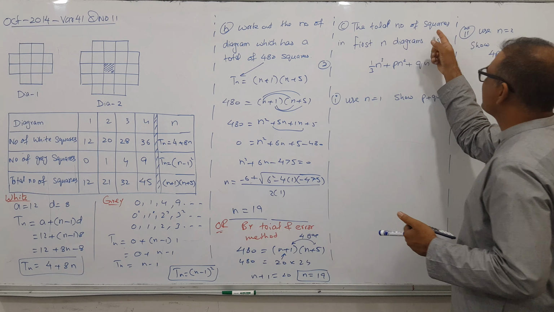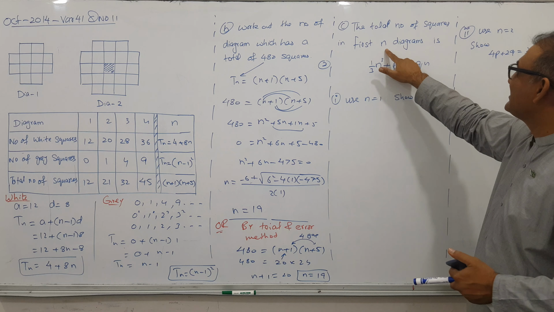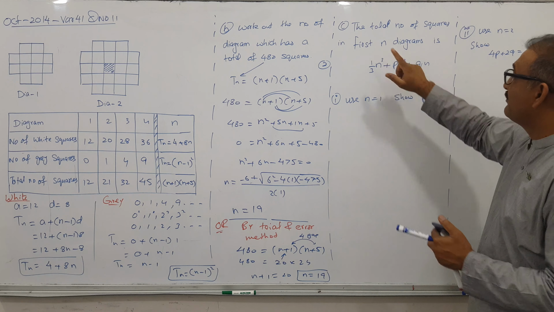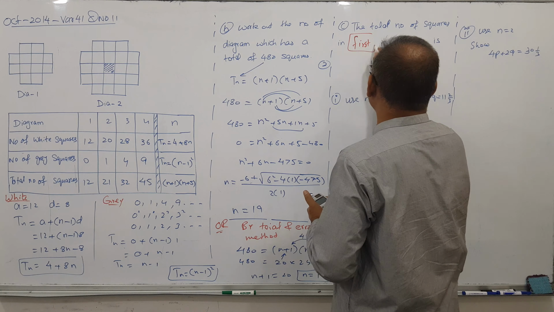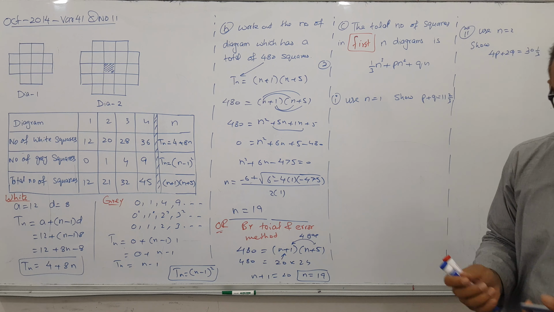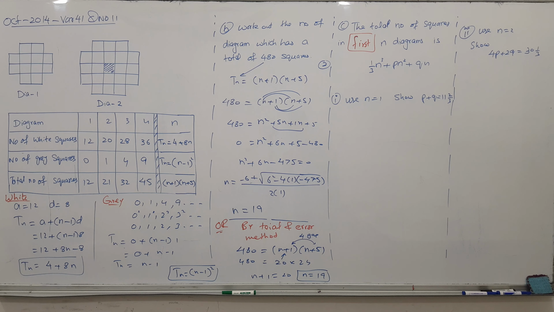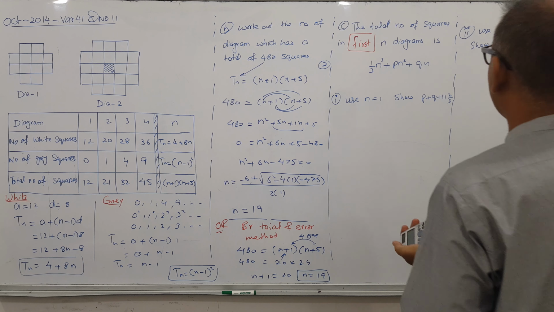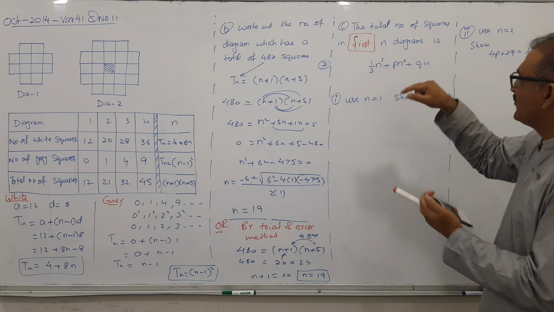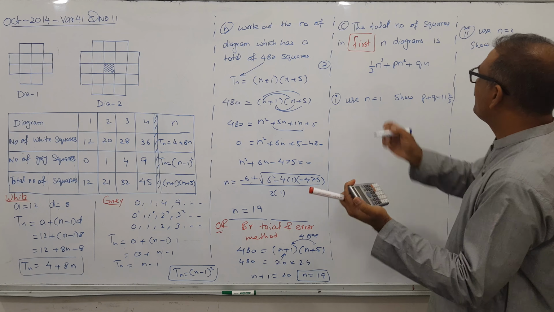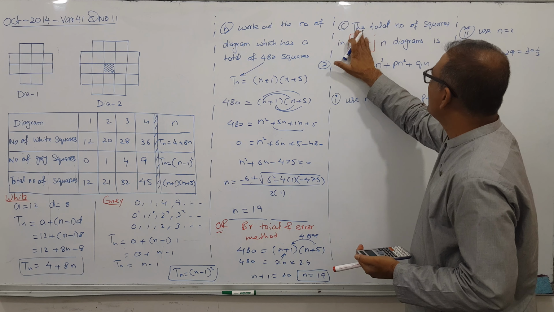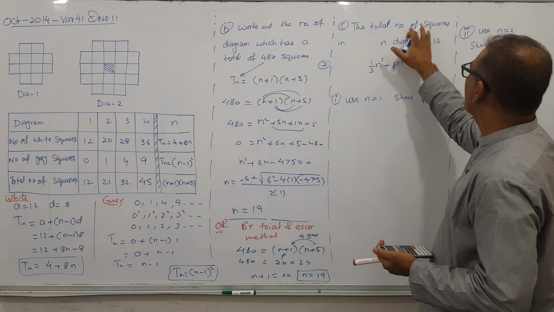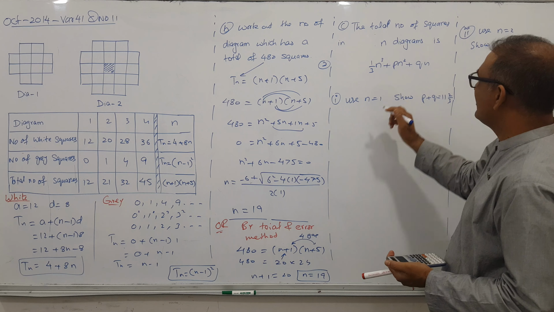So total number of squares in first n diagrams, but the most important word is here: first. I will write in red marker so you can understand clearly. With this word first or without the word first, your story is totally different. First I show you without the word first how we'll deal. If the word first is not there, total number of square tiles in n diagram. So let's talk about 1.